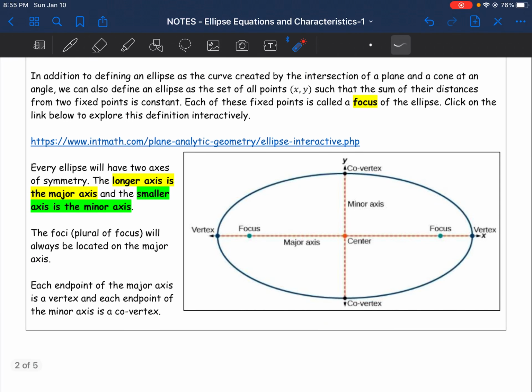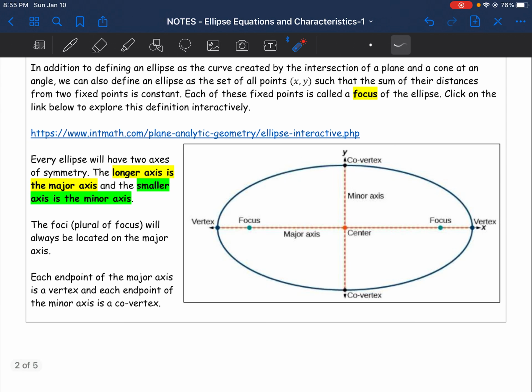So let's look at some of the vocabulary we're going to have to be very familiar with for this unit when it comes to ellipses. Every ellipse will have two axes of symmetry. The longer axis is called the major axis, which is right here, and the smaller axis is called the minor axis.